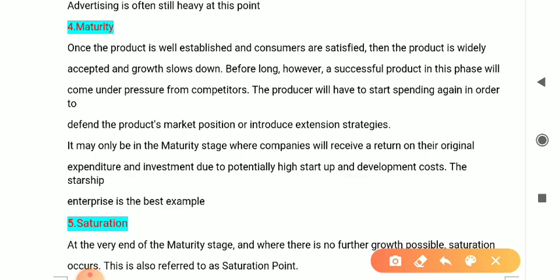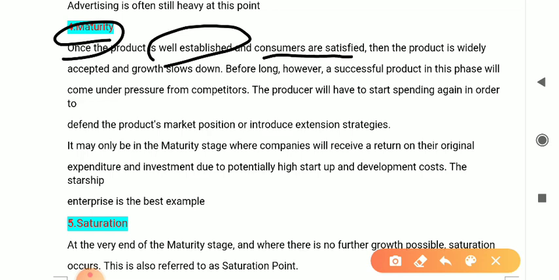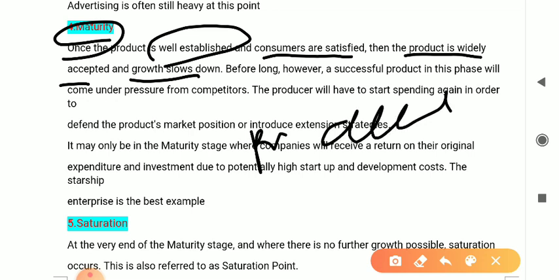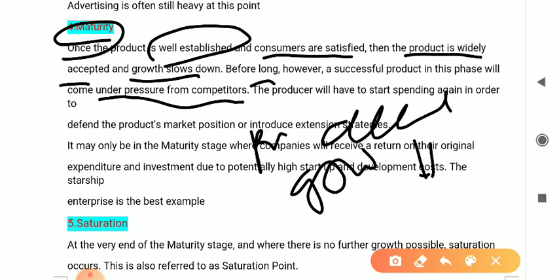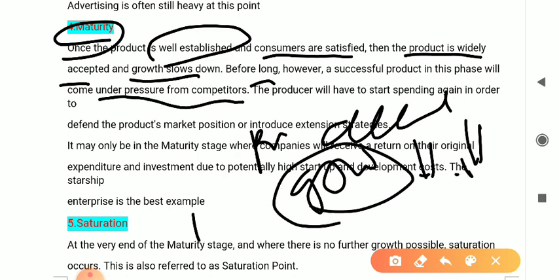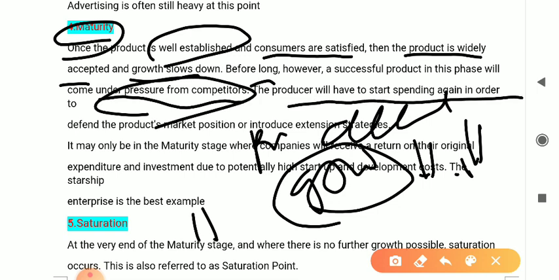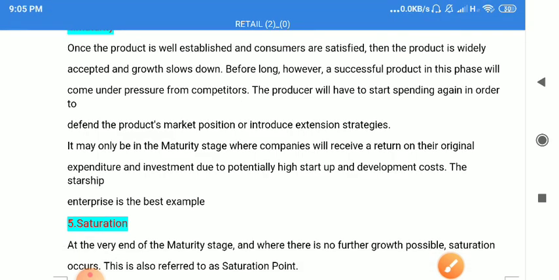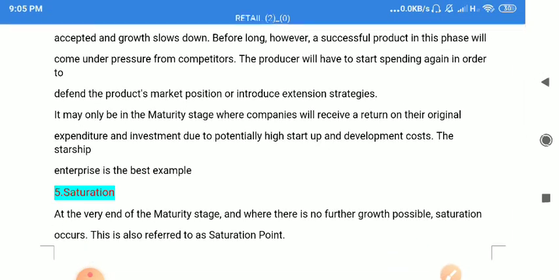So in the case of the maturity stage, what is the maturity stage? Once the product is well established and consumers are satisfied, then the product is widely accepted and growth slows down. Before long, however, a successful product in this phase will come under pressure from the competitors. If you are not accepting and changing with respect to consumer needs, then your product will face decline, right? So there will be some pressure from the competitors. The producer will have to start spending again in order to defend the product's market position and introduce extension strategies. What are extension strategies?